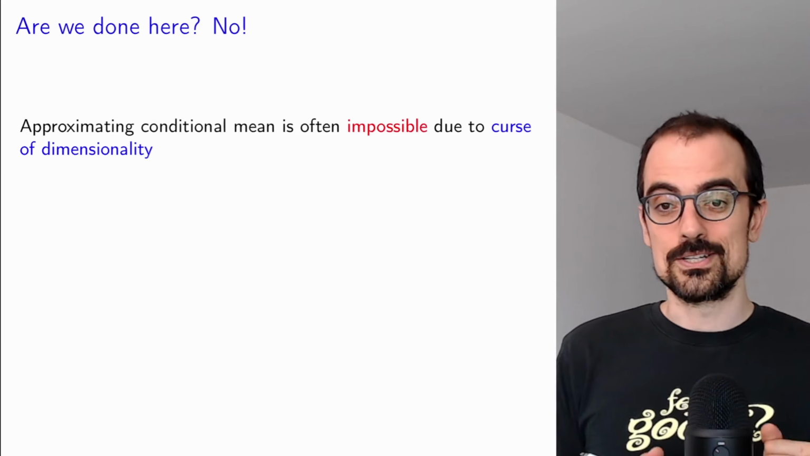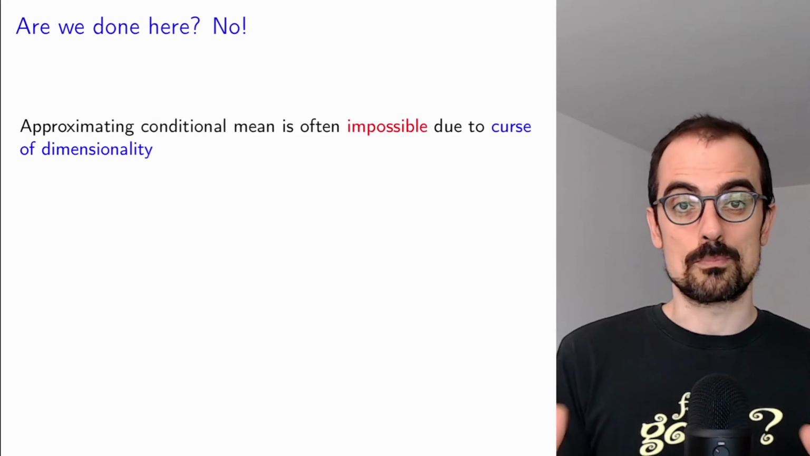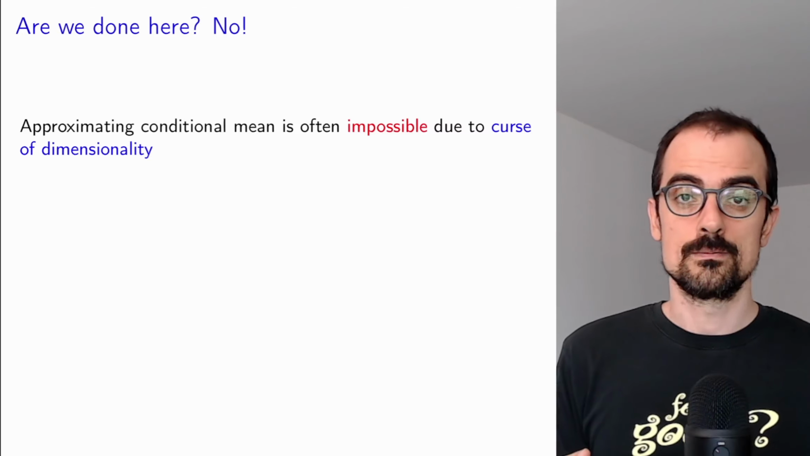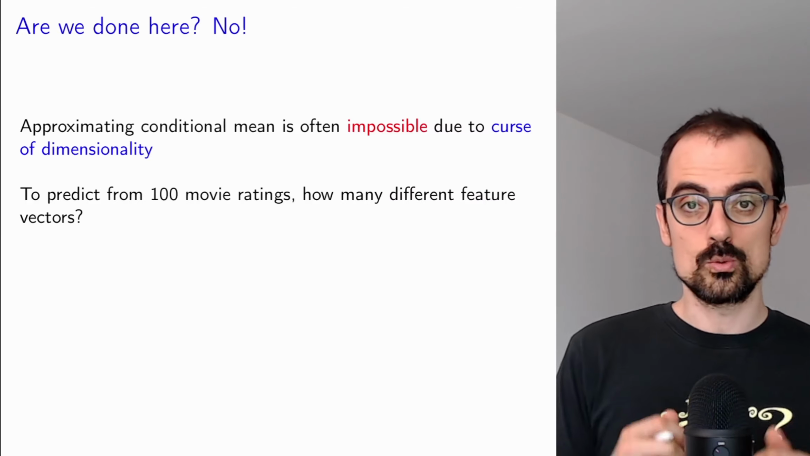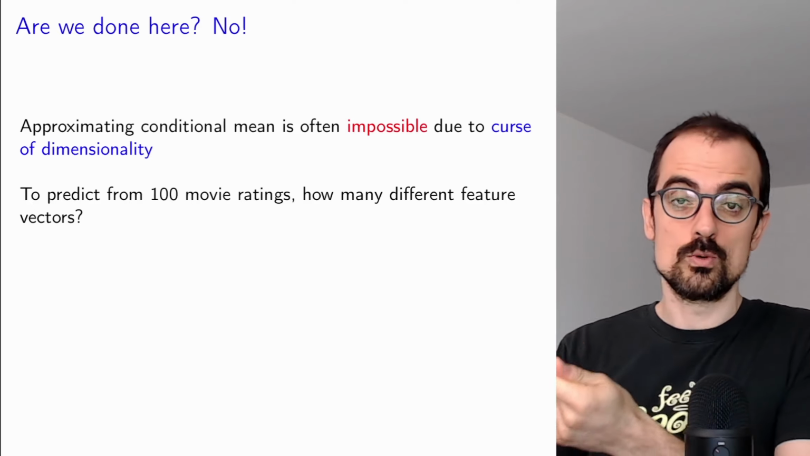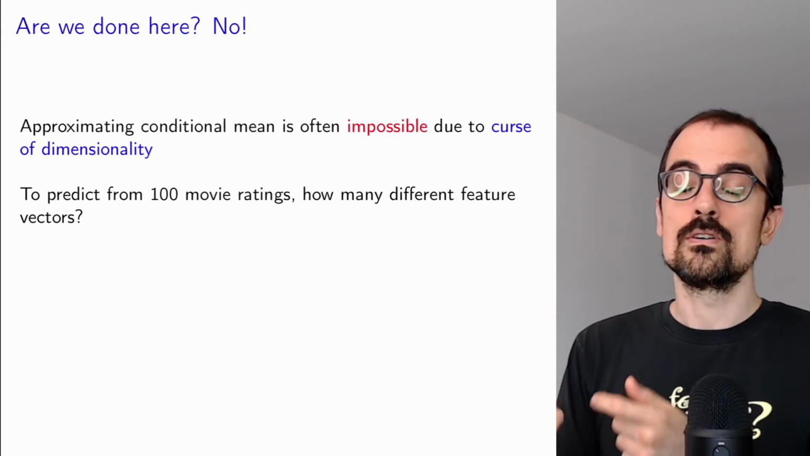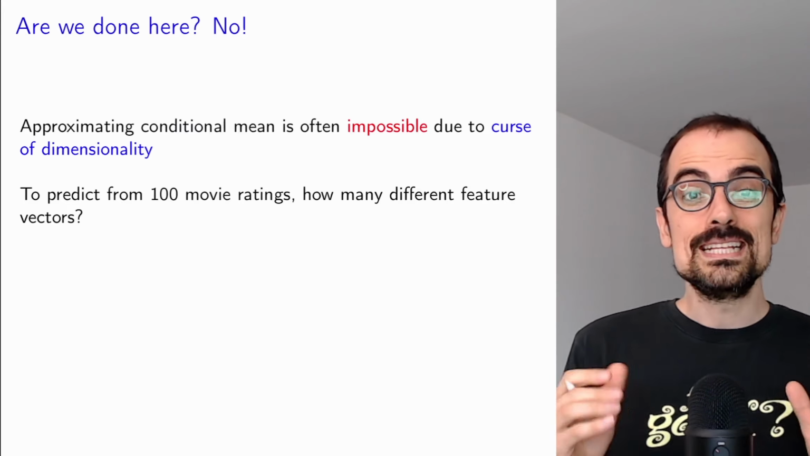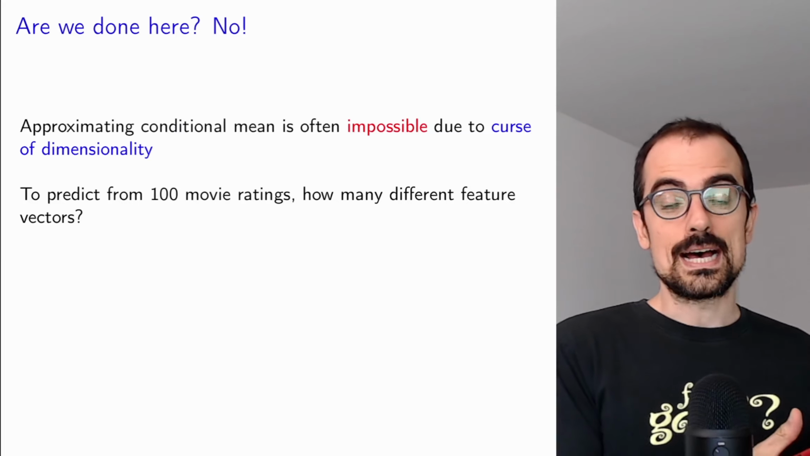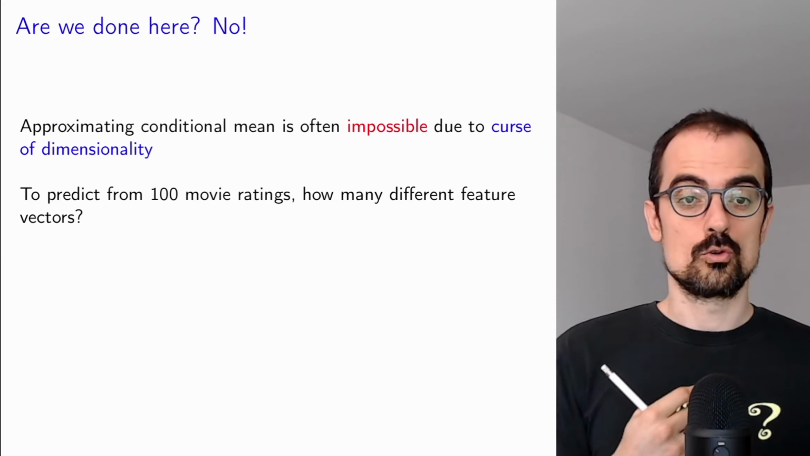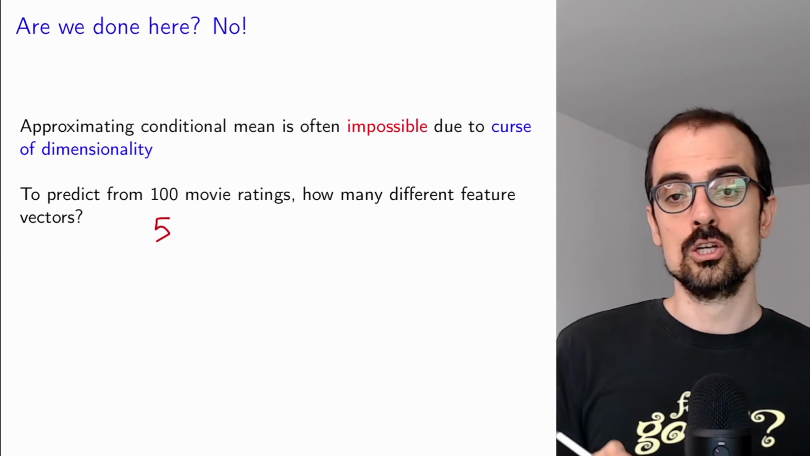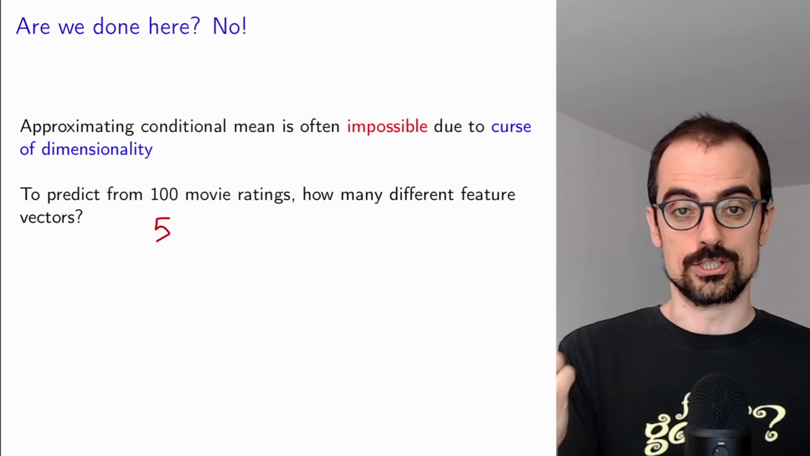But unless you have a very small number of features, it is actually impossible to approximate the conditional mean with a finite data set due to the curse of dimensionality. To explain why, imagine that we were trying to predict the rating for Independence Day from 100 movie ratings, instead of from just 1. How many different feature vectors would we have to consider in that case? Well, when we had just 1 rating to consider, there were 5 possible ratings that could be given to that movie, so 5 possible feature values.